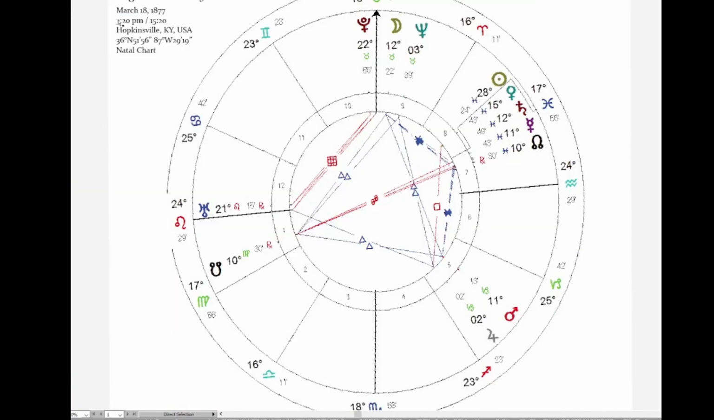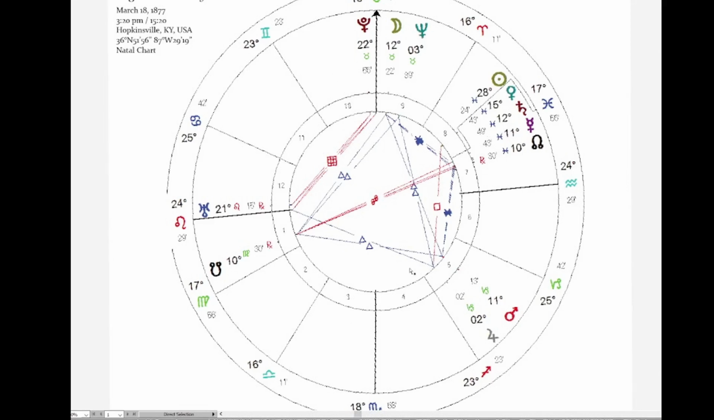Edgar Cayce was born at 3:20 p.m. in Hopkinsville, Kentucky, USA. So if this is sunrise and this is sunset, this is noon, midday, so 3 o'clock is over here. So I just want to get a quick visual. Look at basically where the planets are. Moon is up here, Mars is over here, Uranus is over here just close to the ascendant. The sun is kind of over here.